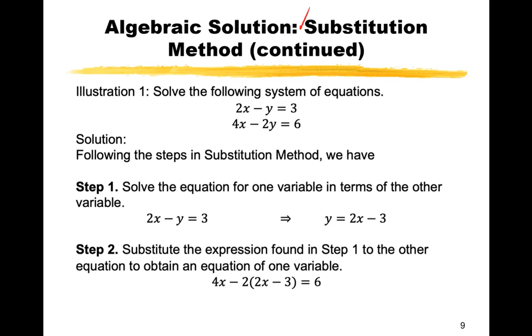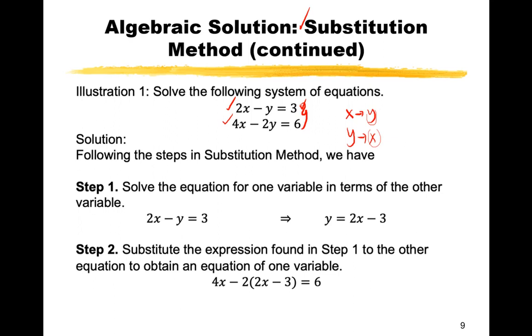So we have the following system of equations: 2x minus y equals 3 and 4x minus 2y equals 6. The main concept behind the substitution method is we try to express one variable over the other. Say, if we express variable x in terms of y, or we express variable y in terms of x. So meaning we have to transform one of these equations right here, no? One of these equations in terms of the variable y or in terms of the variable x.